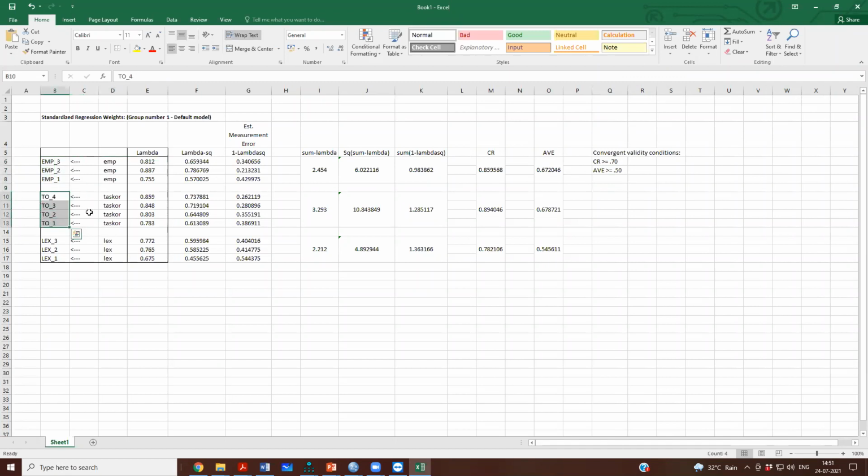Similarly, TO1, 2, 3, 4 are good items for task orientation, and LEX 1, 2, and 3 are good items for the latent factor LEX. Right? So this shows that the items are good indicators for the latent factor.